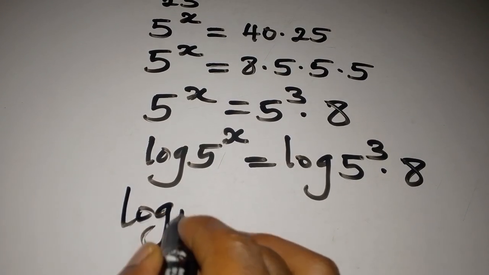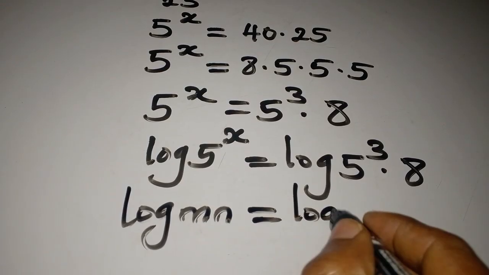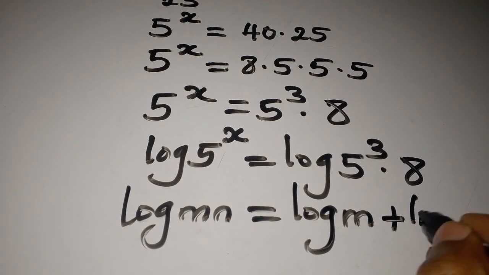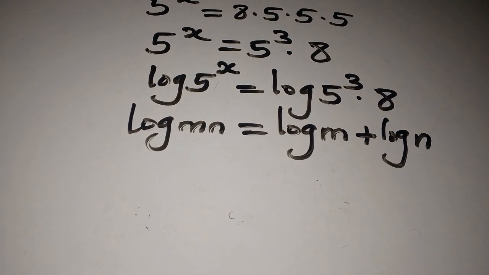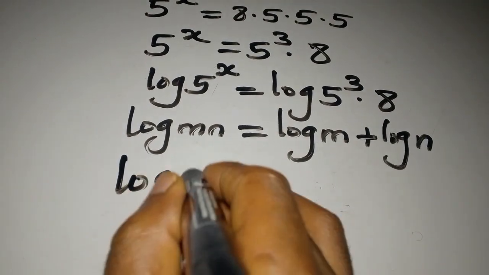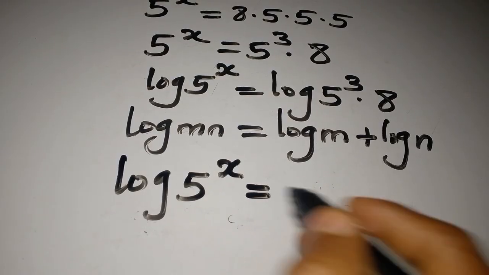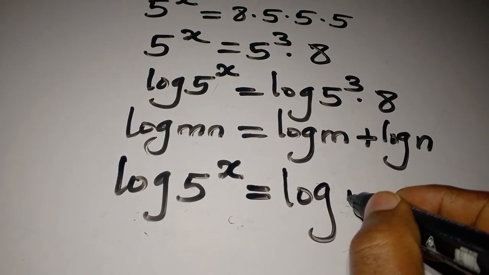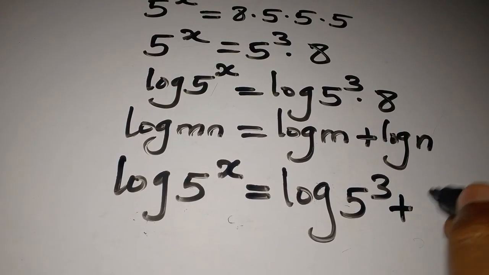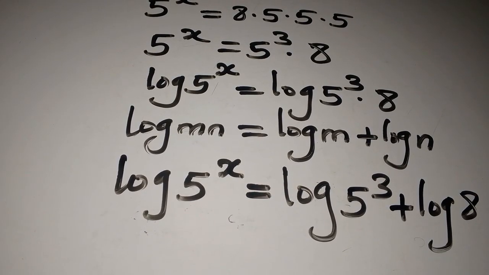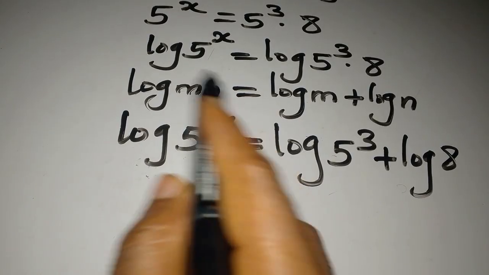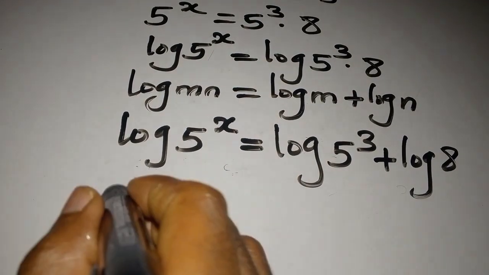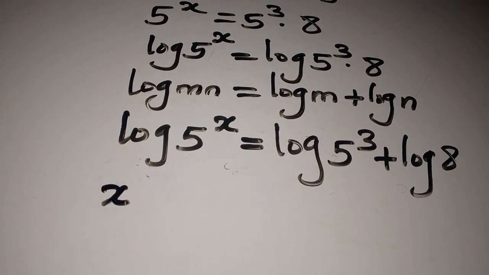The law says log mn is equal to log m plus log n. And we have log 5 to the power of x to be equal to log 5 to the power of 3 plus log 8. I hope we can see that very well. So if we go on, this x is going to go behind, and we will have x. Remember, the power always goes behind. That's one of the laws of logarithm.